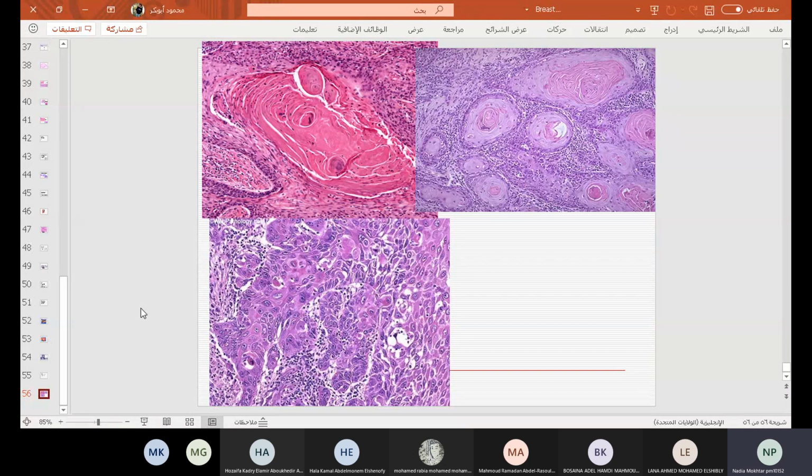Here, grade 1, a lot of keratin. This is a low-grade tumor that spreads slowly. Grade 2, some keratin is there, moderate in amount, and the photo down there has minimal keratin, and the cells look more aggressive, more pleomorphic, and more hyperchromatic. Grade 1, grade 2, and grade 3.